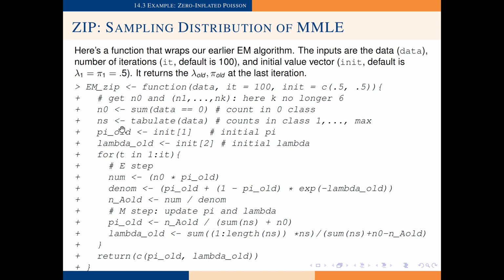It takes the initial values of pi and lambda, and then it repeats the EM algorithm we saw earlier for a total of, by default, 100 iterations. This function is going to take these inputs and return two things, which are the pi and lambda from the last iteration, which are essentially our pi hat and lambda hat that we have obtained using the EM algorithm.